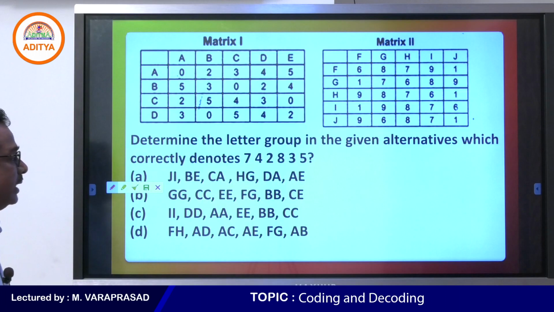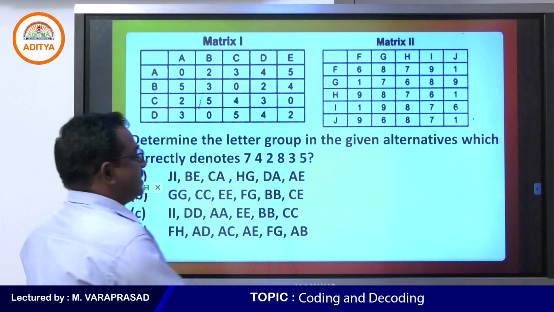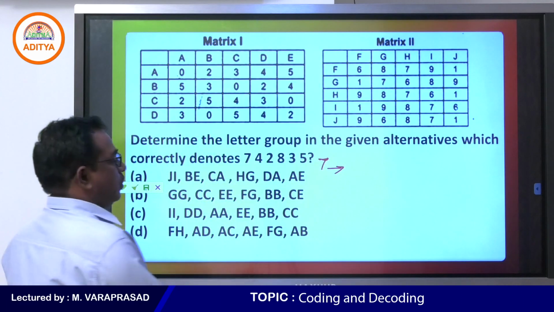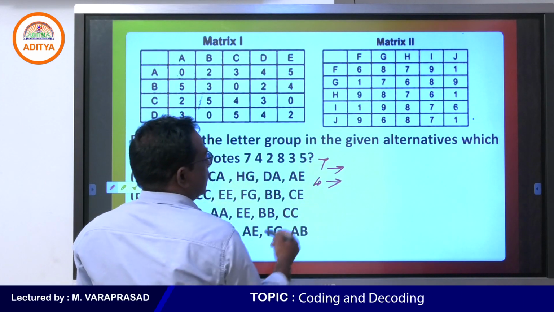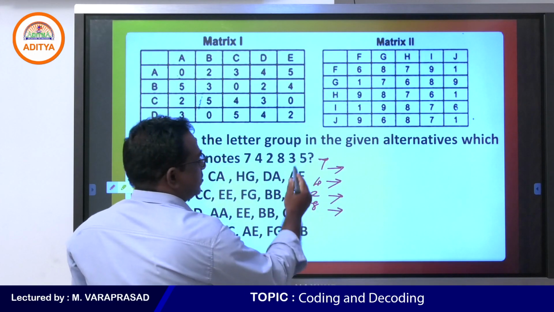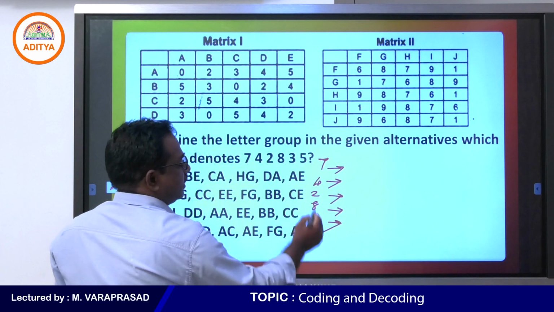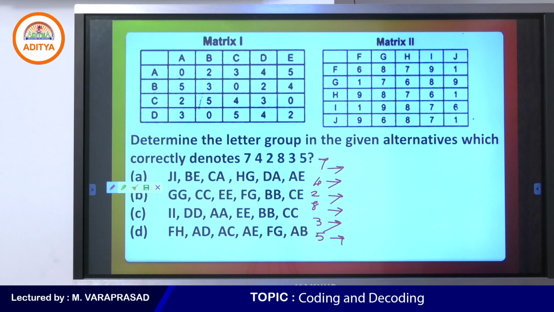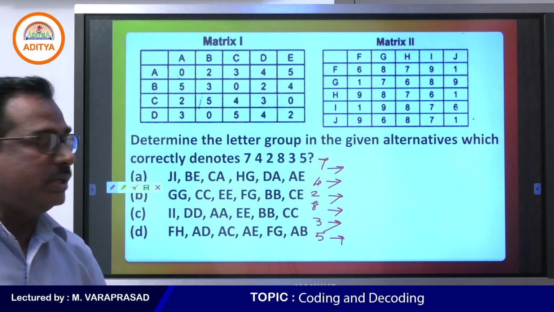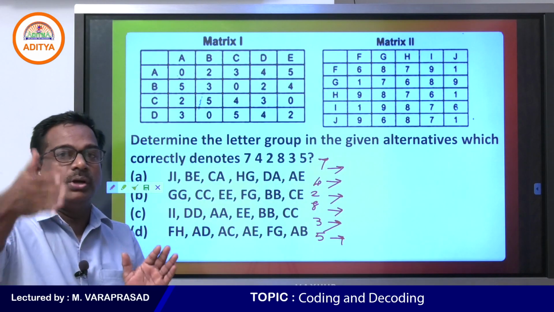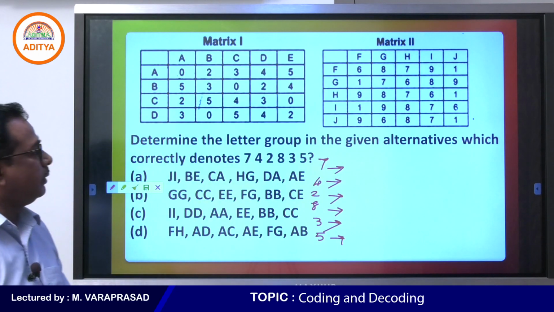7 can be written in how many ways? 4 can be written in how many ways? 2 can be written in how many ways? 8, 3, 5, how many ways? A mix of all those will be there in these options. Let me know what answer you get here. Use row by column, rows and columns.